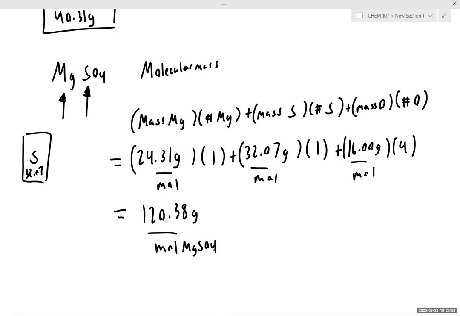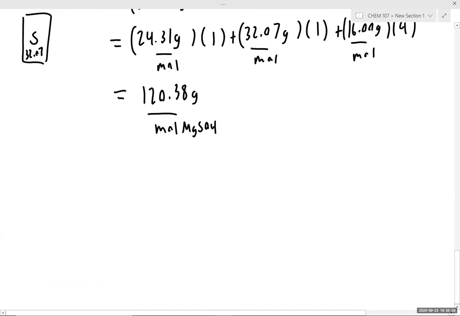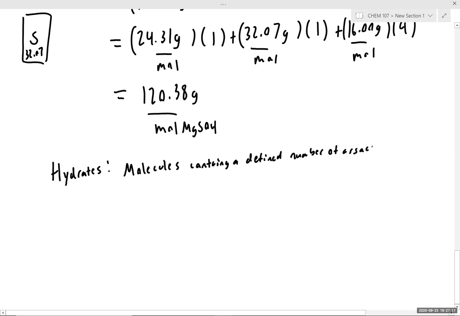Now, we're very good at calculating molar mass, and this brings us to our next topic, which is the idea of hydrates. So hydrates are molecules containing a defined number of associated water molecules as part of their chemical formula.